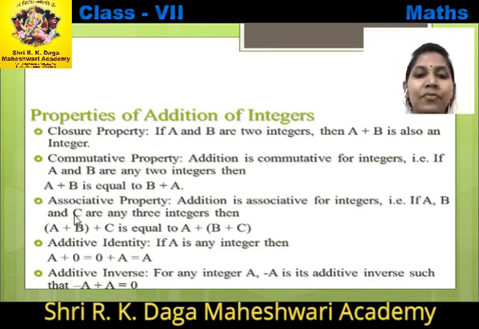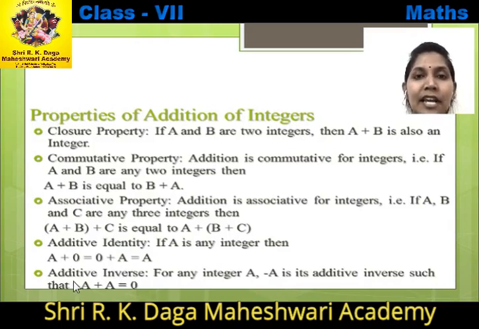Next property is associative property, according to which addition is associative for integers. That is, if a, b and c are three integers, then a plus b plus c is equal to a plus b plus c. Next property is additive identity, according to which if a is any integer, then a plus 0 is equal to 0 plus a, which is equal to a.